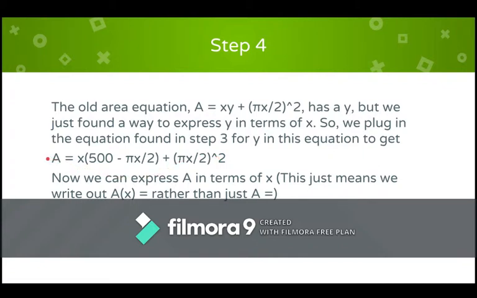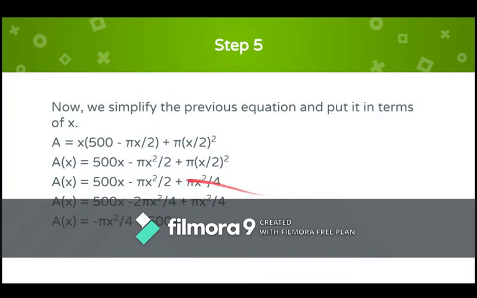Now we can express A in terms of x. All this really means is that we write out A of x equals rather than just A equals. So our final equation, A equals x times 500 minus pi x over 2, plus pi times x over 2, squared. We just need to simplify this and put this in terms of x. So A of x equals, and then we multiply the x to both terms, 500x minus pi x squared divided by 2, plus pi times x over 2, squared.